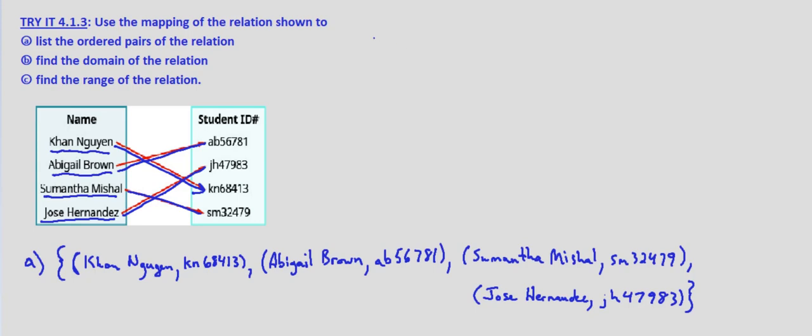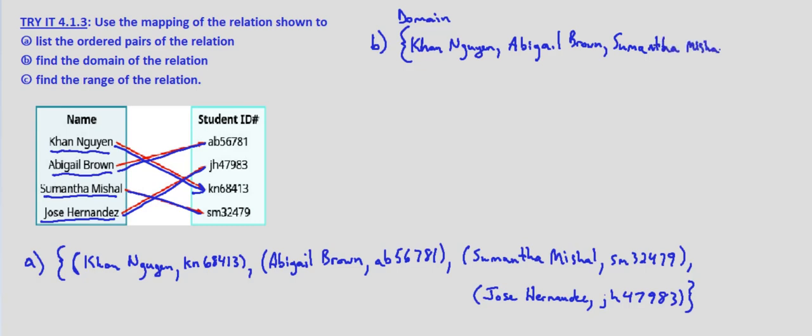Now we're asked to find the domain of the relation. Well, just as in previous examples, the domain of the relation is the set of inputs, the set of our x values, as far as our ordered pairs are concerned. So we have the domain is the set of inputs. So Khan, Abigail, Samantha, and last but not least, Jose Hernandez. So there's our domain.